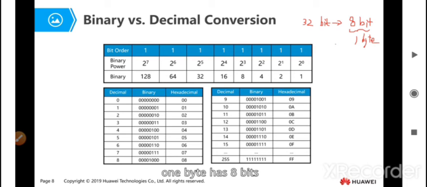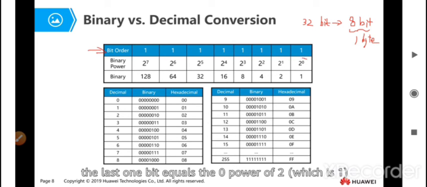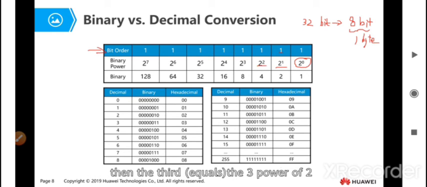And 1 byte has 8 bits. In this 1 byte, each bit represents a different value. The last one is 2 to the power 0, the second is 2 to the power 1, the third is 2 to the power 2, and so on, up to 2 to the power 7.